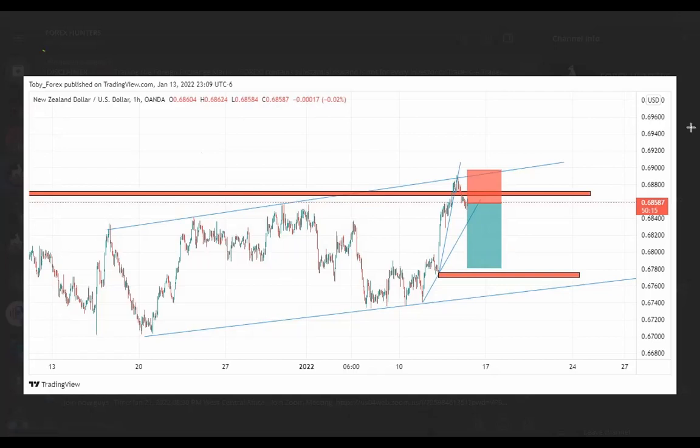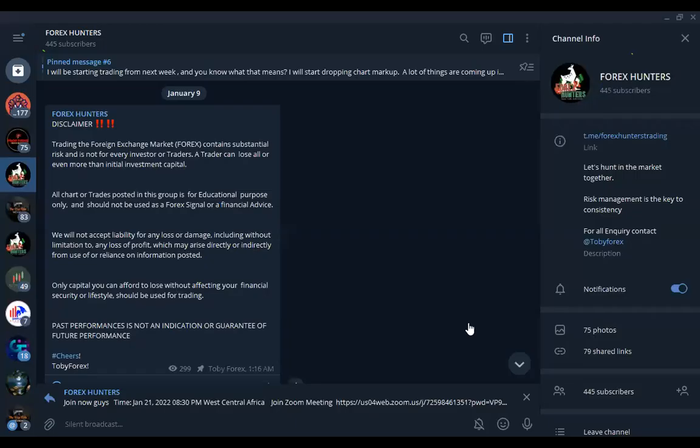Like yesterday I took a loss on GBP USD, and I think I should go for educational purpose and show you that. But immediately the market smashed my stop loss, it went in my favor. Right, it went in my favor. So let me go to GBP USD. That's it here, GBP USD.